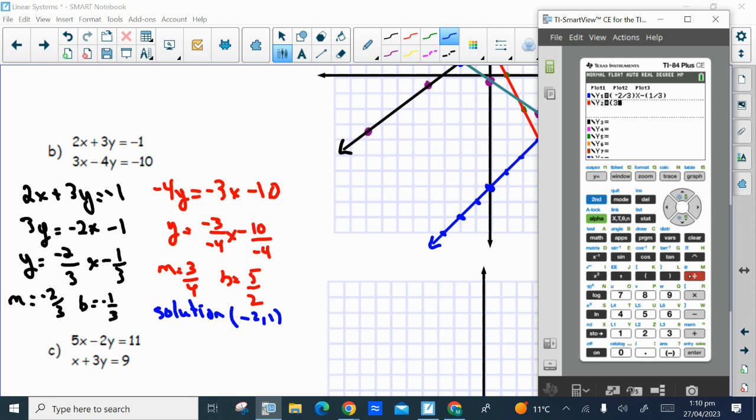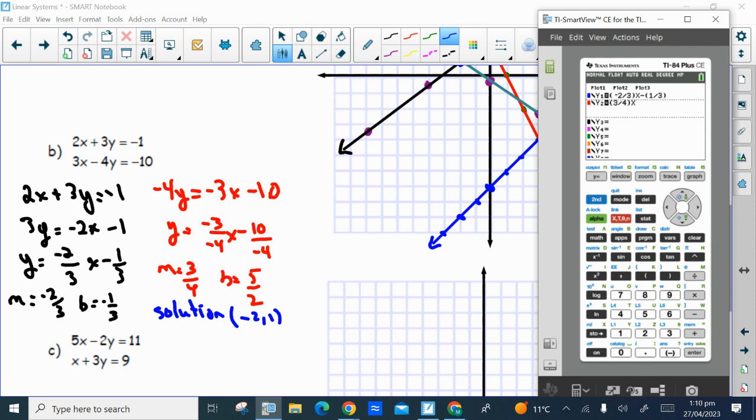In brackets 3 over 4, close the bracket, x. And now in this case, because 3/4 is exactly 0.75, you could put 0.75. But for the first equation, negative 2/3 is negative 0.6 repeating. You cannot put negative 0.6 in your calculator because it's not exactly negative 0.6. It's a repeating decimal, so you have to use the exact value. If you don't, you will not get the correct point of intersection.